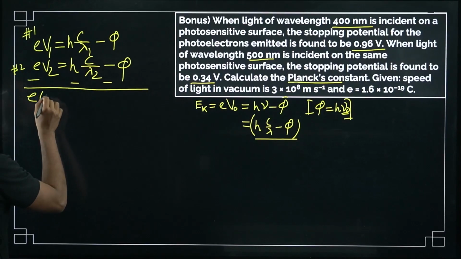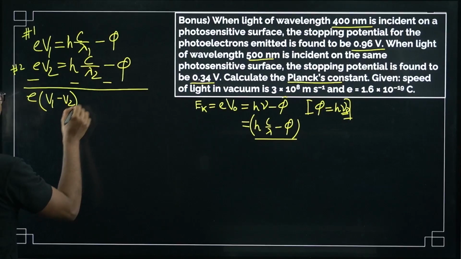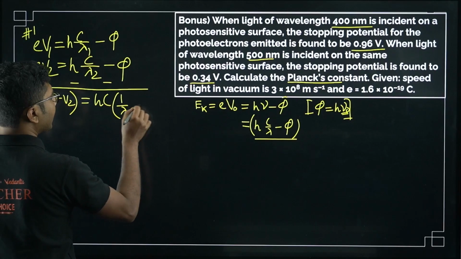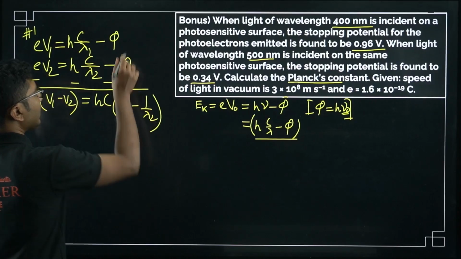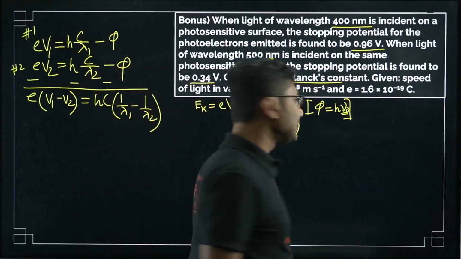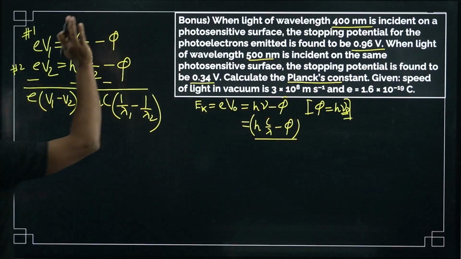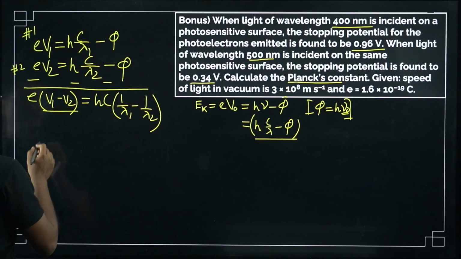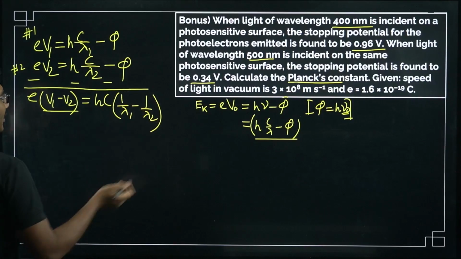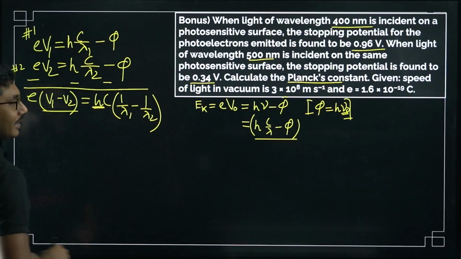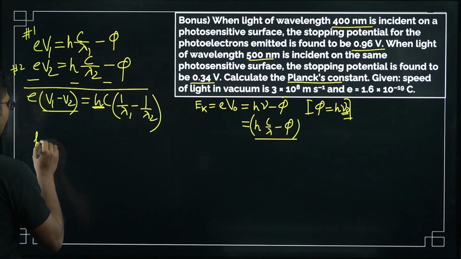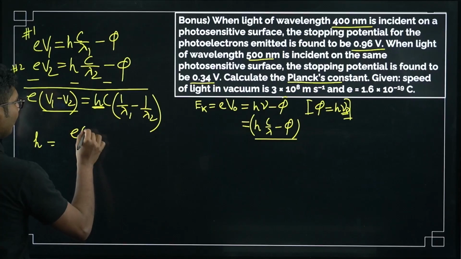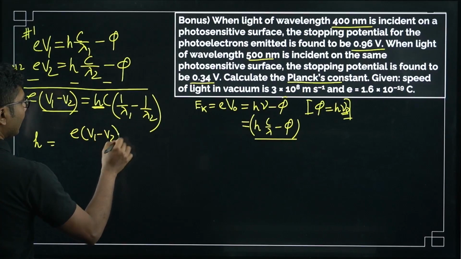We will get E(V1 minus V2) equals to hC(1 by lambda 1 minus 1 by lambda 2). Okay, phi cancels. That is the main objective. You have to eliminate the phi. Now, what is the value of V1 minus V2? Lambda 1 minus lambda 2, everything you have to calculate, but our main objective is to find this constant h, Planck's constant h.